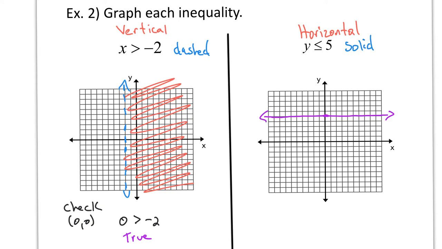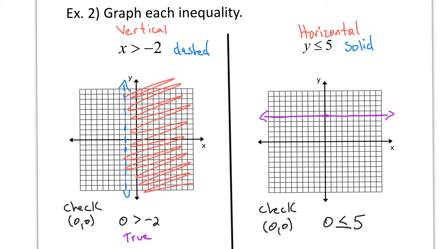And we need to check what side to shade. So to check, you use the origin. 0, 0. Once again, you can use any number, but the easiest one to check is the origin because anything that you multiply by 0 will be 0. So that's going to be a lot helpful. We don't have an x. So the only number I'm going to worry about is the y. So I plug in, substitute a 0 into the inequality, less than or equal to 5.